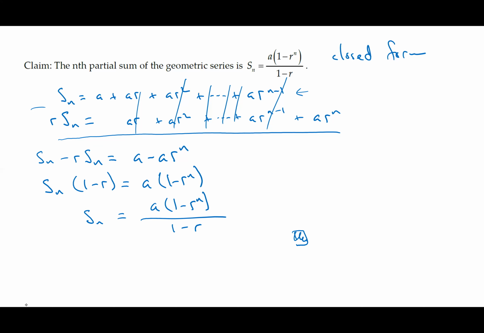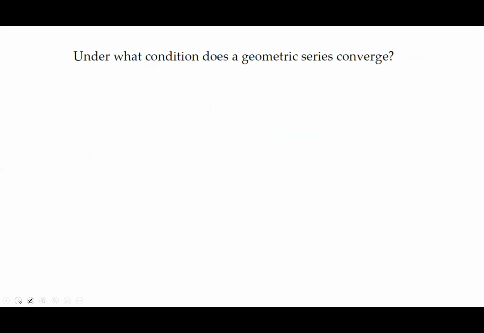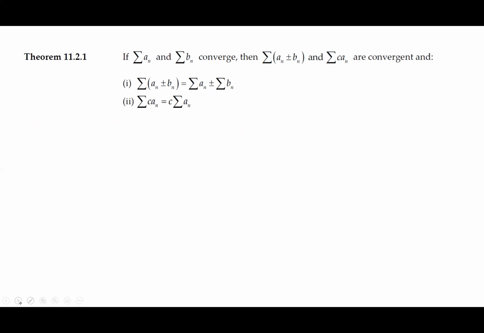And of course, now the big question is, under what condition does the geometric series converge? Well, it converges when the absolute value of r is less than 1. And furthermore, the limit as n goes to infinity of those Sn's, in other words, maybe I should write it this way, is a over 1 minus r. And again, this should be very familiar, all right? Now we have some nice properties, okay?